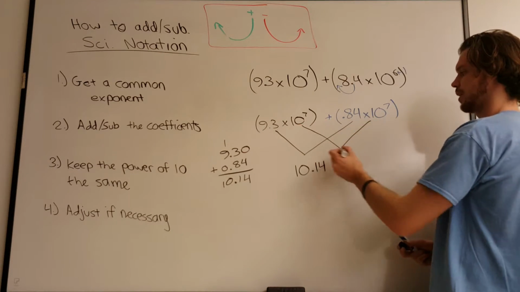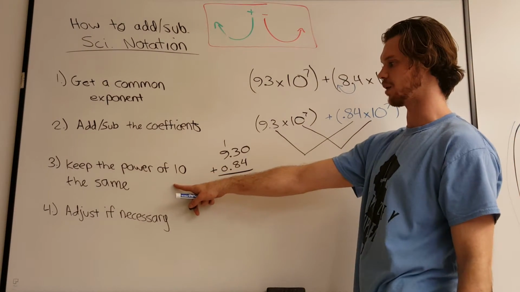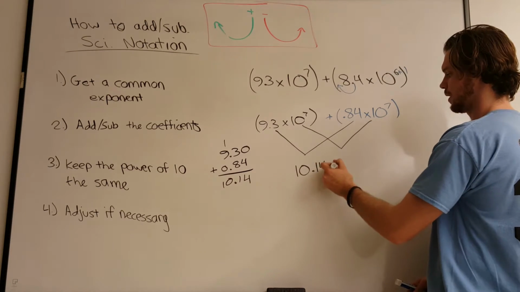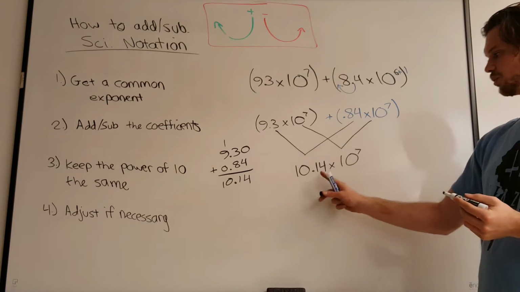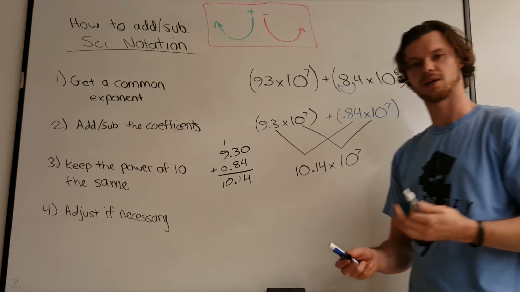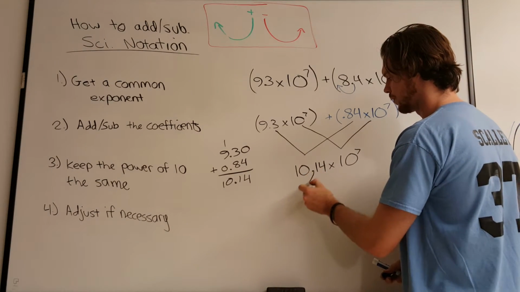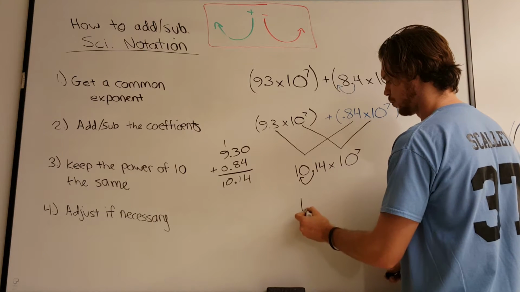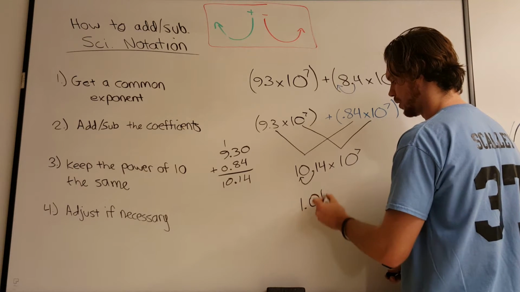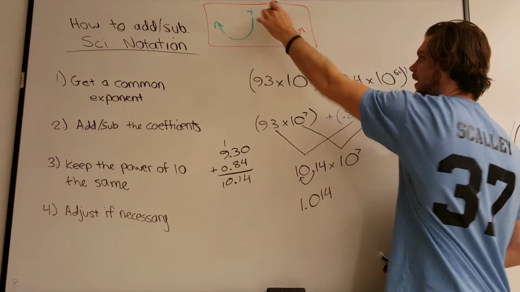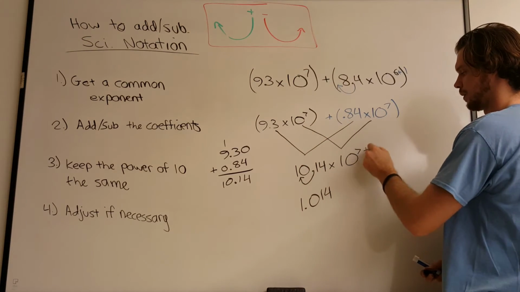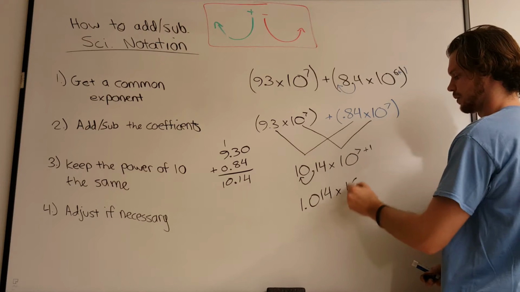That was step 2. Step 3, keep the power of 10 the same, so it's just going to stay times 10 to the 7th. Now I do need to adjust because this is not in between 1 and 10. I need to move this over for it to be between 1 and 10. Make it 1.014. But if I just moved it to the left, look at my diagram, I have to add 1 to the exponent. So that's going to turn into 10 to the 8th.